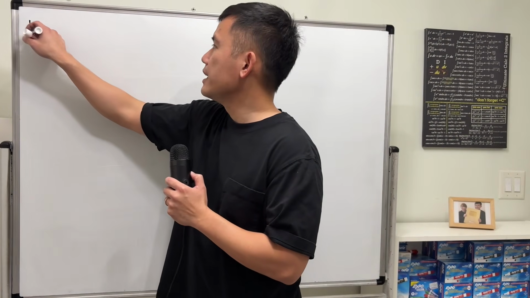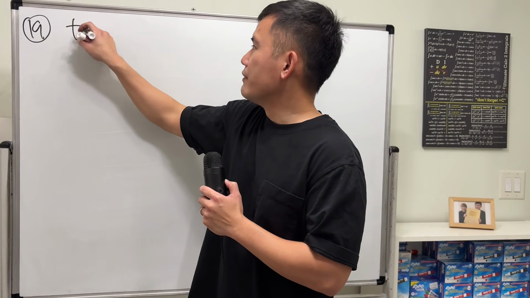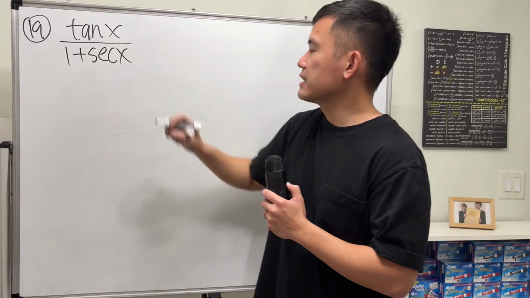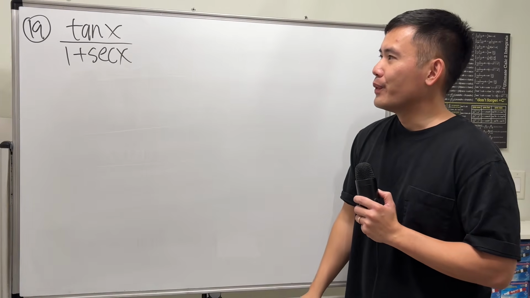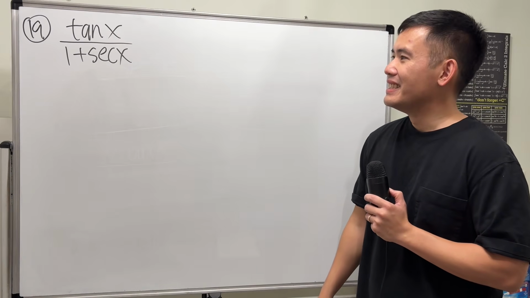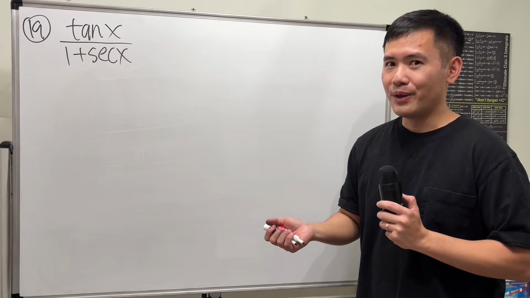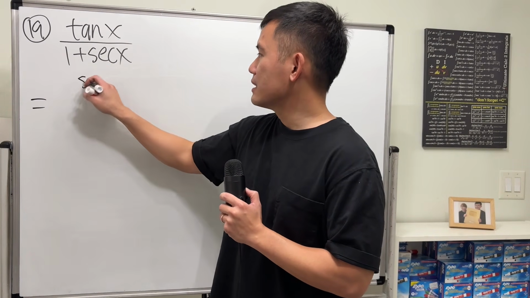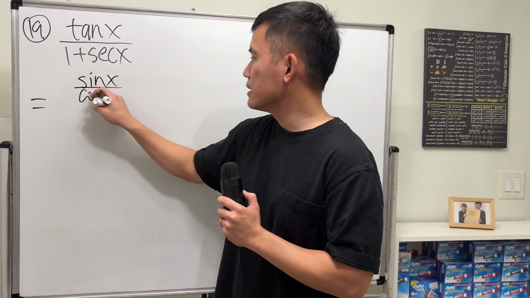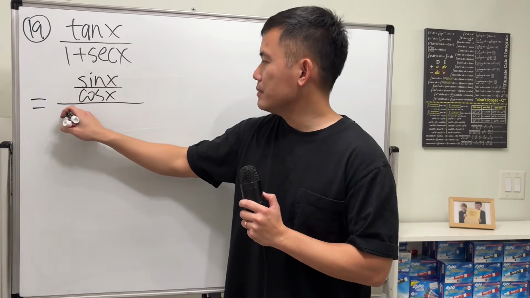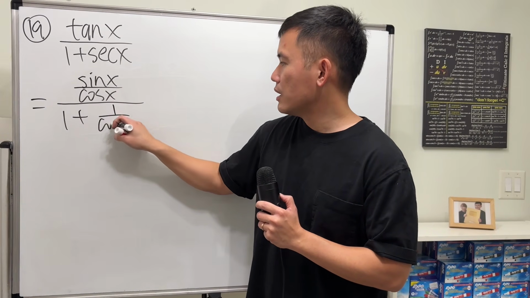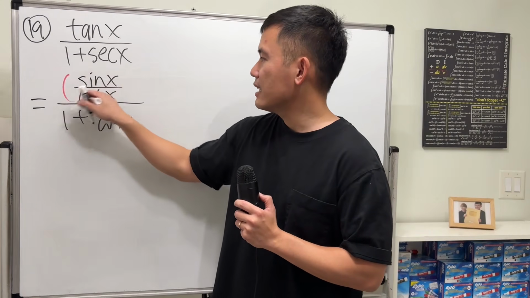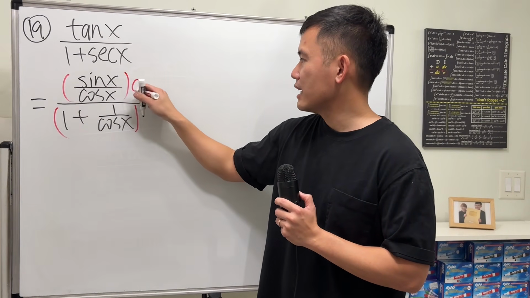Okay, number 19. Let's see if we have tangent x over 1 plus secant x. We don't have the second power to work with, huh? So let's go back to the fundamental. Let's try to write everything in terms of sine and cosine. On the top, that's the same as sine x over cosine x. On the bottom, secant is the same as 1 over cosine x. Now we have a complex fraction. To simplify that, let's multiply the top and bottom by the cosine x.